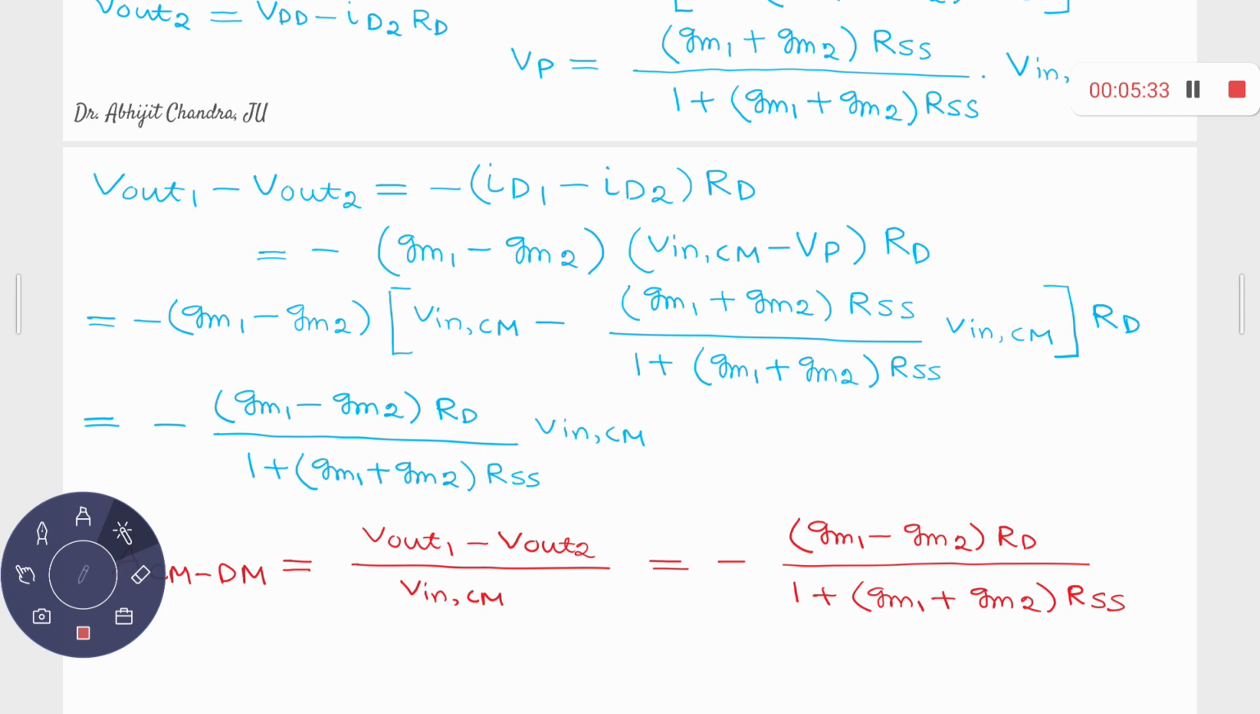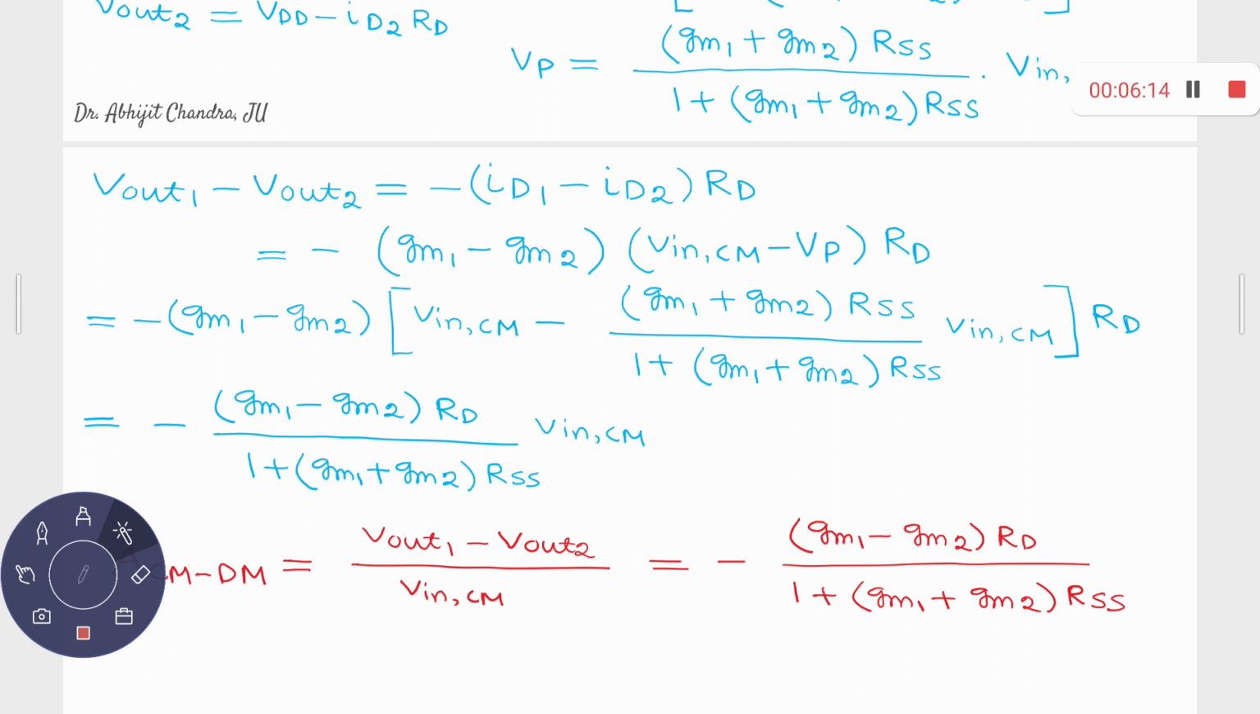But this time, since they are not the same, they are unequal. So even if both of these two gates have some V in CM, some constant DC level, you still experience some change in the output level. V out1 minus V out2 is not equal to 0, but has a non-zero value, given by this entire expression. That means when the circuit is not symmetrical, the circuit exhibits some sensitivity to the common mode signal. Even if the common mode signal is present and the differential signal is not, you find that the differential output is present.